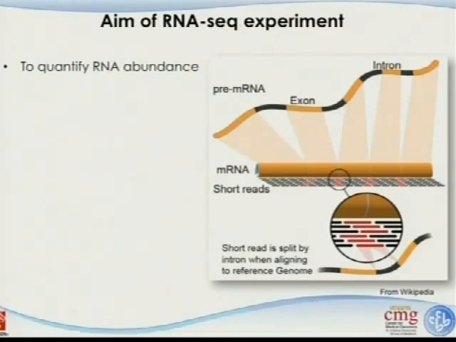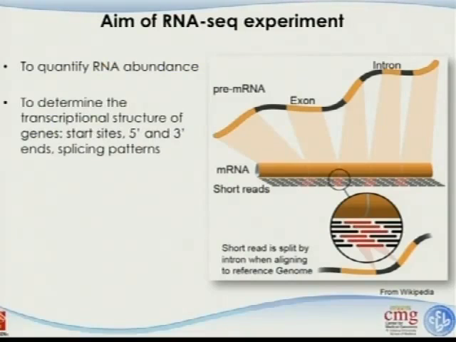The aim of the RNA sequencing experiment, the first one, is to quantify the RNA abundance. We want to know, for each gene, how many reads there are or how many copies of transcripts are expressed. The second aim is to determine the transcriptional structure of genes, including the start site, 5' and 3' ends, and splicing patterns. So not only how much this gene is transcribed, but also how it is transcribed: where it starts, where it ends, where it has been spliced.